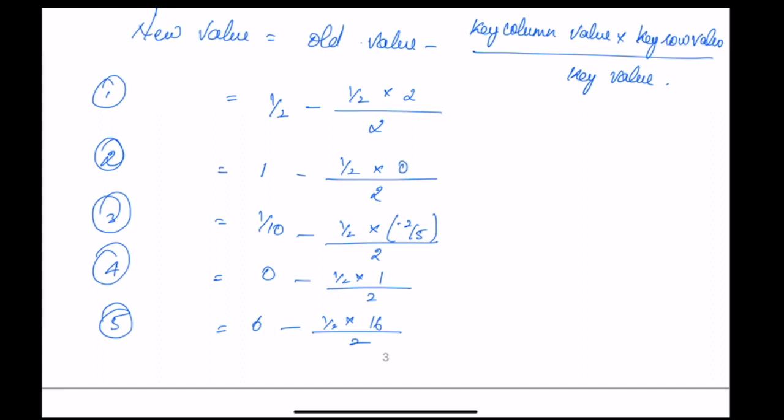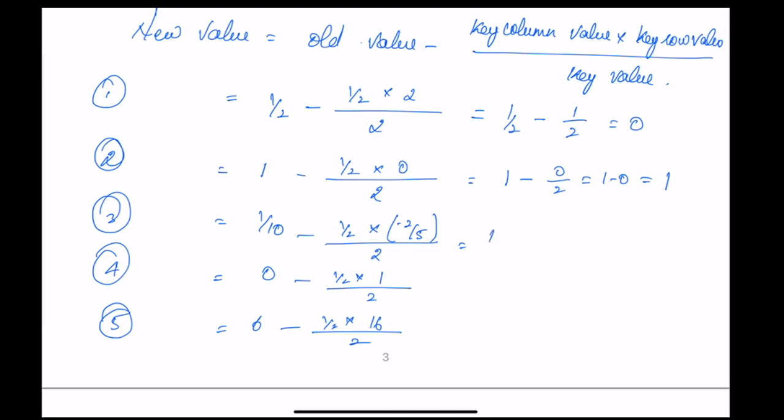Now, we can easily find out the new values. 1 by 2 minus, here we can cancel out 2 and 2. Therefore, 1 by 2 minus 1 by 2 is 0. And here we have 1 minus 1 by 2 into 0, which is 1 minus 0, which is equal to 1.